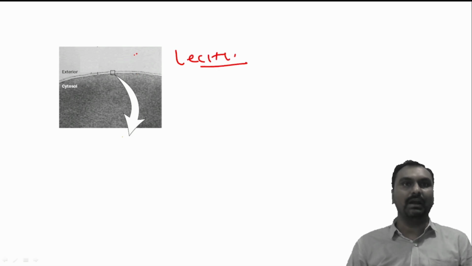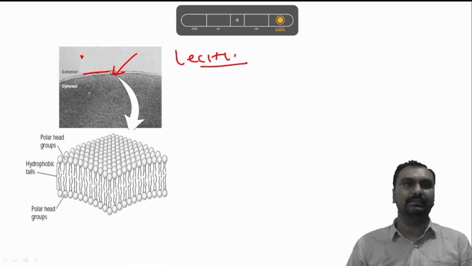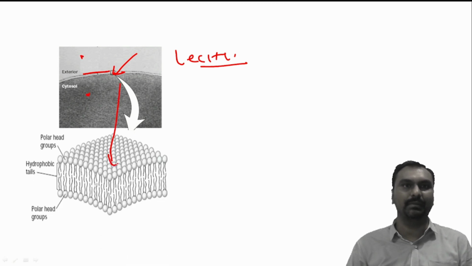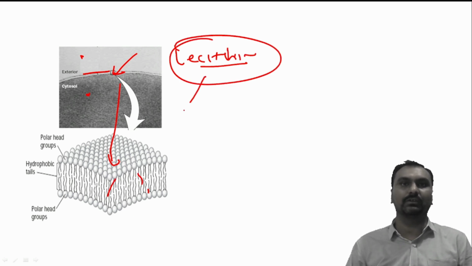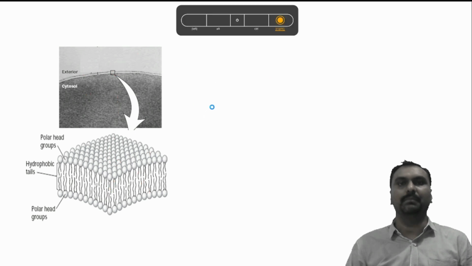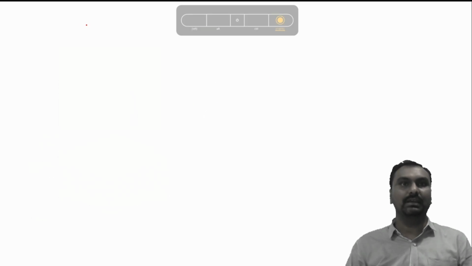So the importance of lecithin is that it is an important part of our cell membrane. You can see this is a cell membrane. This is the exterior part, this is the cytosol, this is the cell membrane. So this cell membrane is made up of a phospholipid bilayer, and lecithin is a major component of our cell membrane. Now the clinical applications are two.